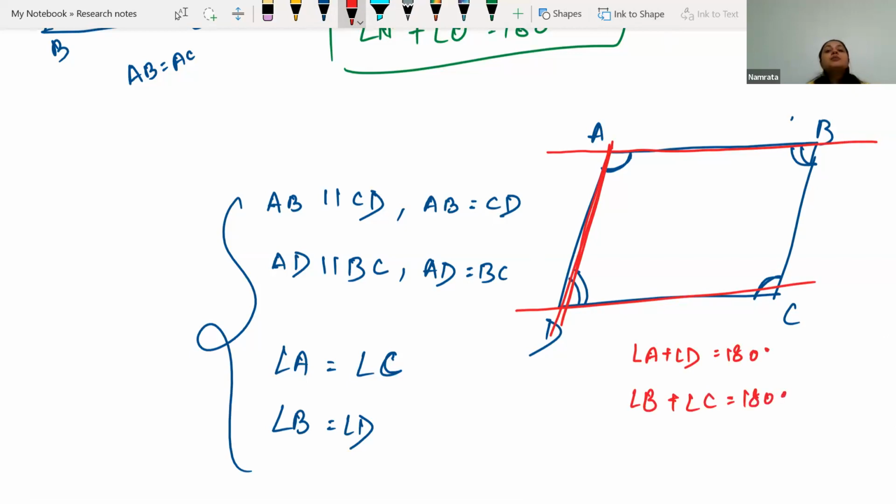But here we have both pairs of parallel lines. AB is parallel to CD, and AD is parallel to BC. Two pairs of parallel lines we have, not just like the trapezium, where we don't have two pairs over here. We have two pairs of parallel lines. The red lines are parallel. Let me show you.